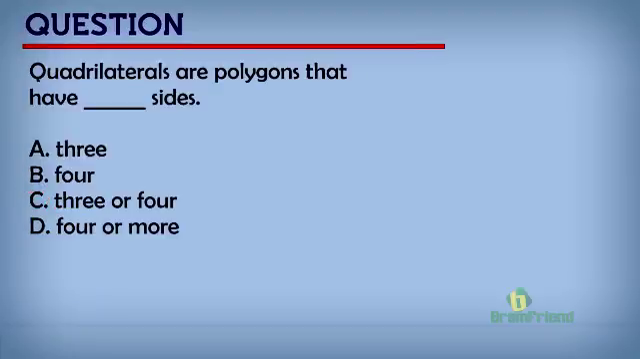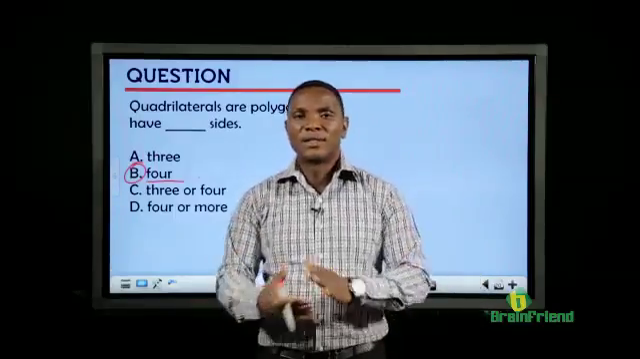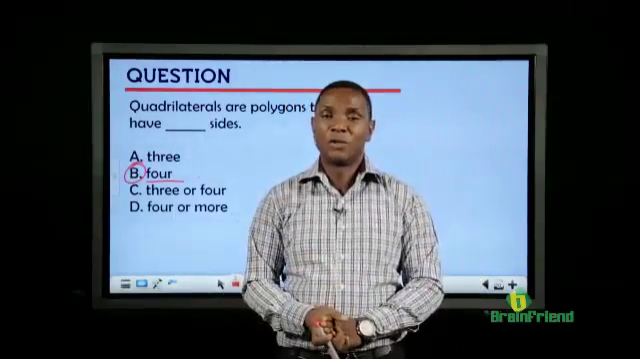Now let's take our next question. Quadrilaterals are polygons that have dash number of sides. A, 3 sides. B, 4 sides. C, 3 or 4 sides. D, 4 or more sides. Quadrilaterals are polygons that have dash number of sides. Our correct answer is B. Quadrilaterals have 4 sides. With that, we've come to the end of our class for today.